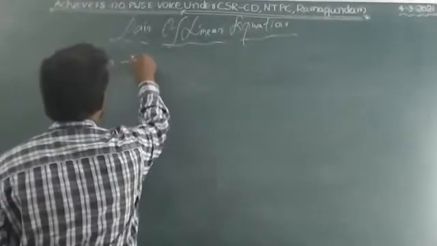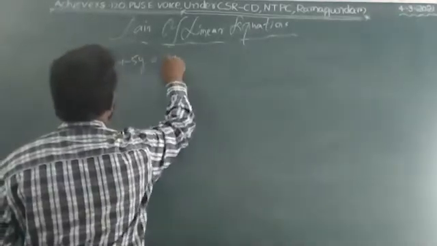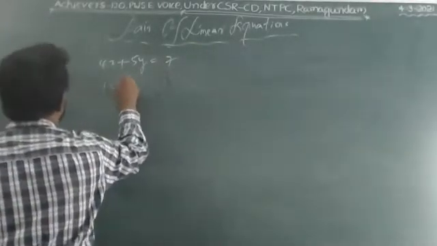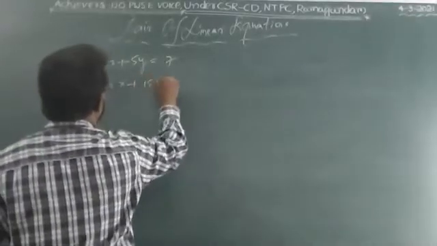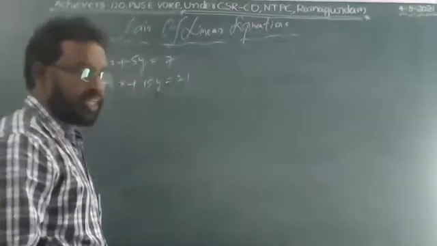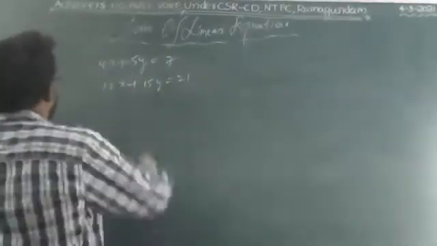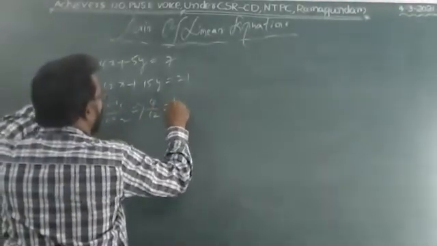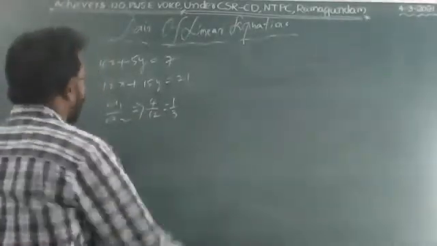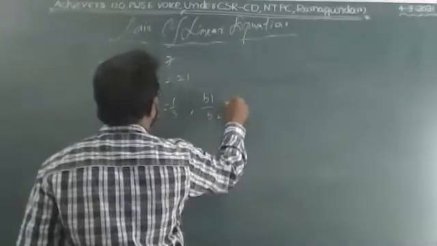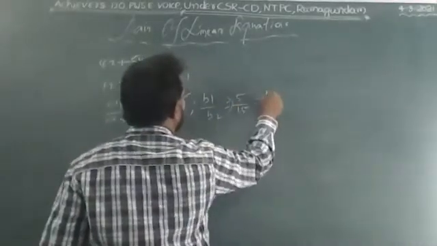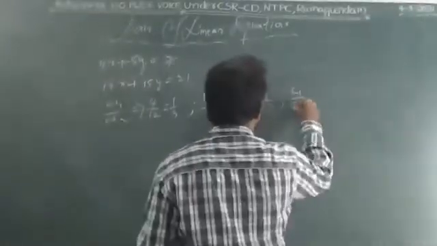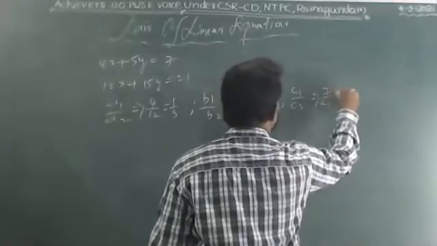See here, 4x plus 5y is equal to 7 and 12x plus 15y is equal to 21. We'll see how it will be. a1 by a2 is equal to 4 by 12, that is equal to 1 by 3. Same like that, b1 by b2 is 5 by 15, which is 1 by 3. And c1 by c2 is 7 by 21, which is 1 by 3.